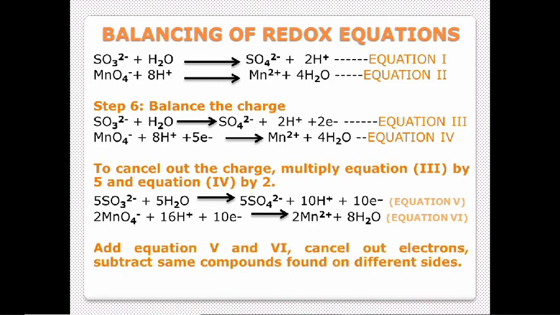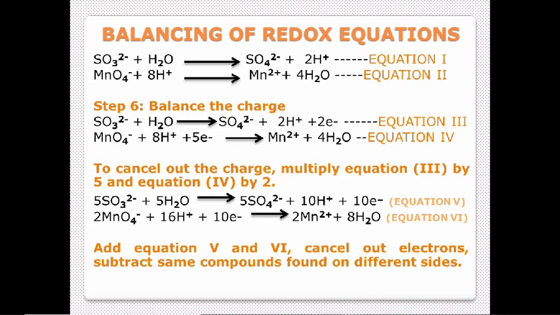The next stage is to add both equations together while you cancel out the electrons, because the electrons now have the same coefficient. It can be cancelled out. You should also note that similar reactants or products have to be merged together into one. For instance, we have 5H2O in equation 5 and we have 8H2O in equation 6. So we need to cancel out the part that is smaller, then we subtract it from the bigger one.